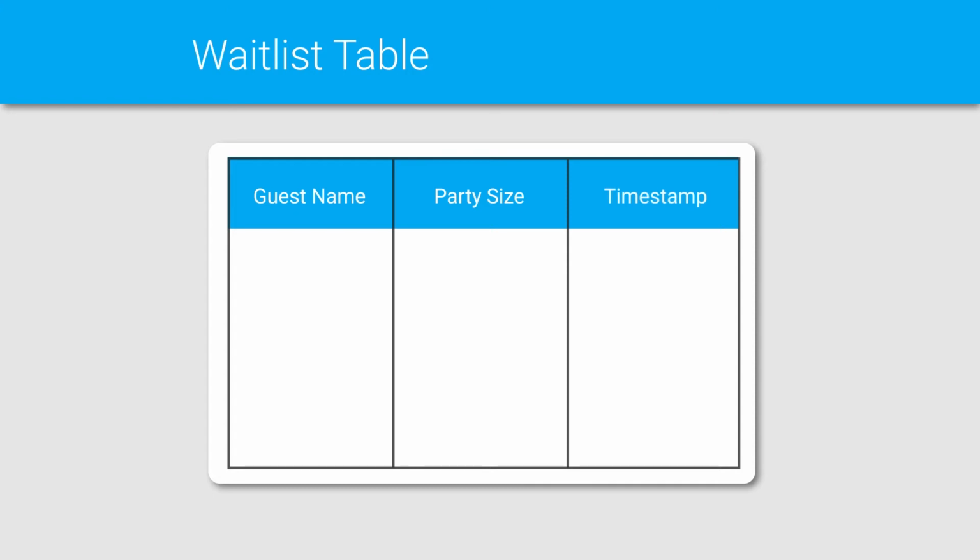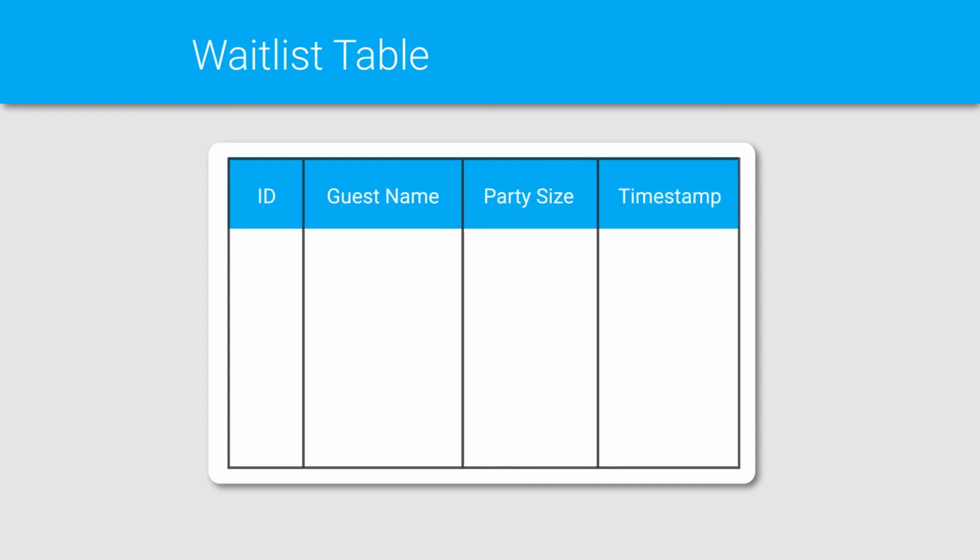We need to store the guest's name, number of those in the party, and the timestamp in which each guest was added to the database, so that we can display them in order. Finally, we need a unique identifier for each row to be able to delete particular rows when needed. That looks neat, and everything we need seems to fit in one table, which makes things a lot simpler.